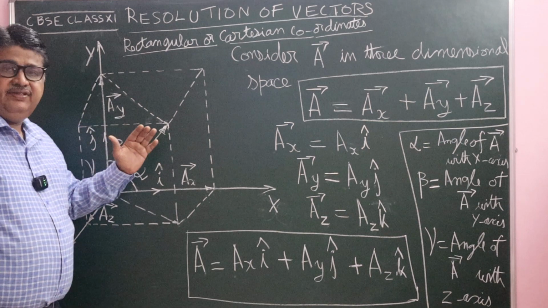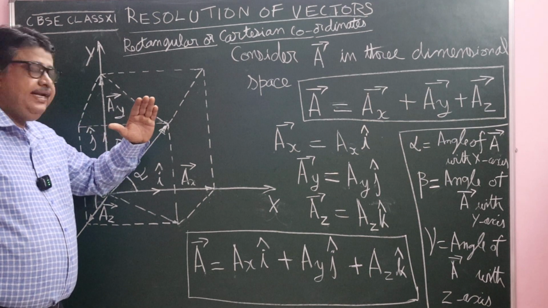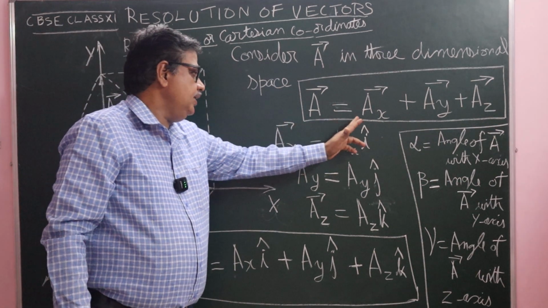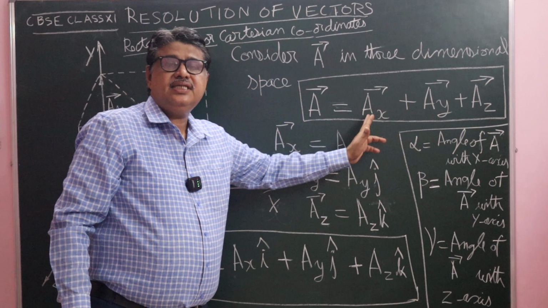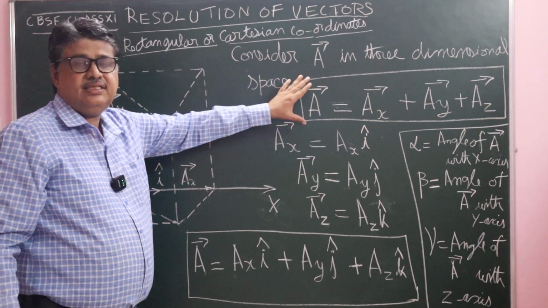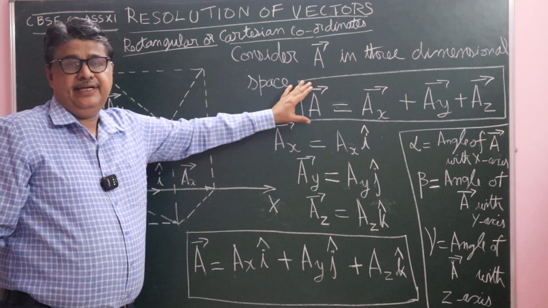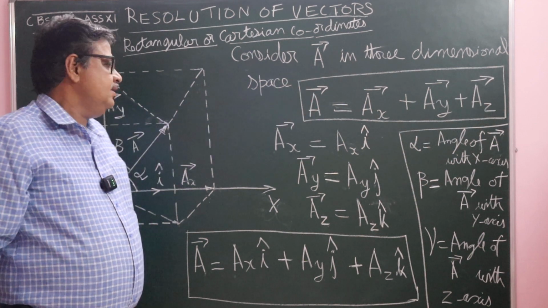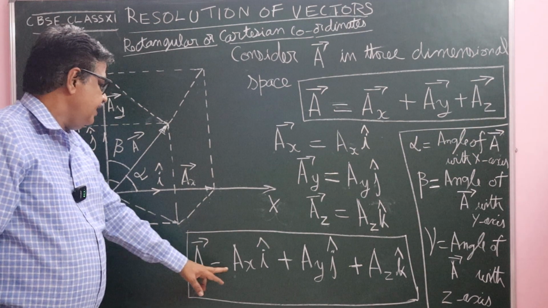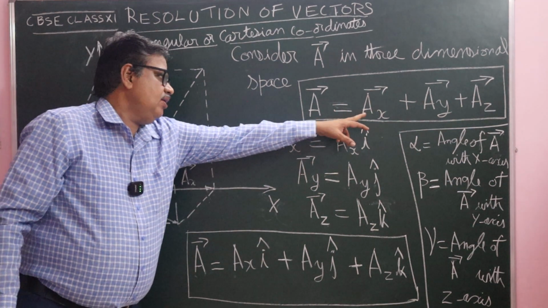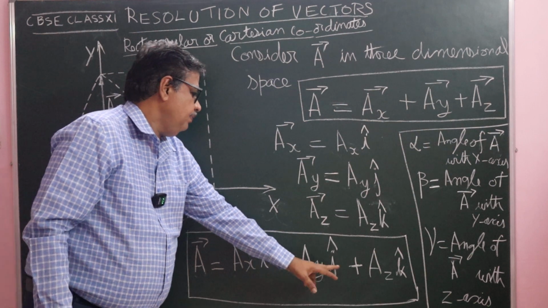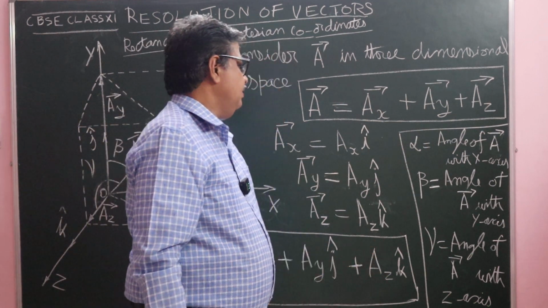Therefore, the vector in three-dimensional space can be written by the addition of three mutually perpendicular vectors in three directions. So this is the rule. This system is called Cartesian coordinate or rectangular coordinate system. Therefore, A vector equals, instead of Ax vector, I write Ax i cap plus Ay j cap plus Az k cap.